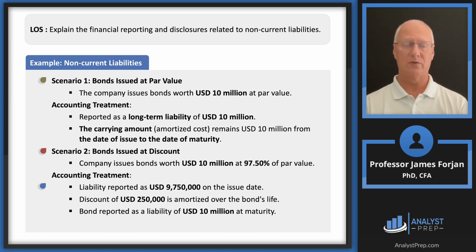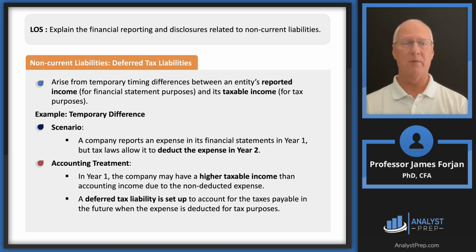But what happens if we issue these at a discount of only 9.75 million? So what happens? So you still have the liability, right? So that's still 10 million. You still owe $10 million, but you only have 9.75 million of cash. So you have to throw $250,000 worth of a discount in there. And that 250 will be amortized over the bond's life.